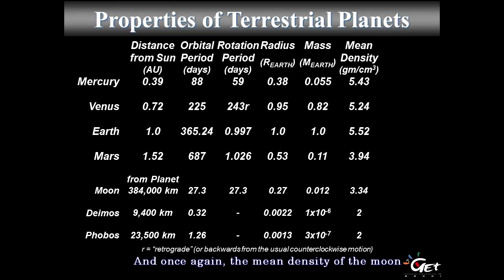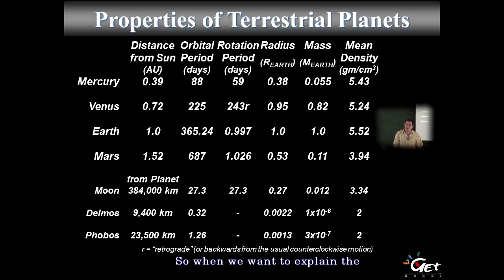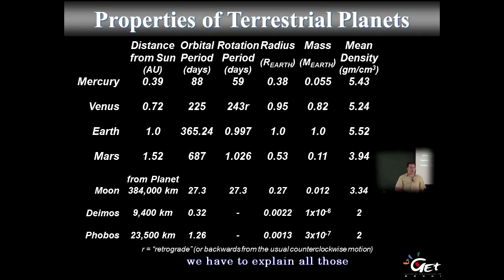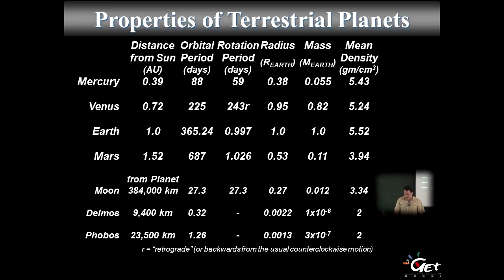And once again, the mean density of the Moon is closer to the mean density of Mars, and Deimos are very light. Okay, so when we want to explain the formation of a solar system, we have to explain all those similarities and differences.